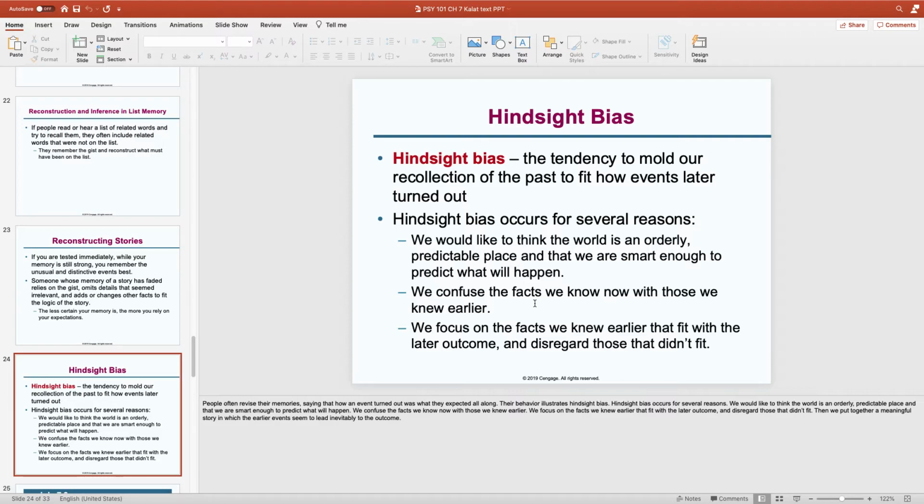Which may not be too many, but again, there is a bit of confusion because when we were experiencing an event, we didn't have all the facts. And then after we did, we put them into the story, even though they really didn't happen that way. Okay. And then we tend to focus on facts that we knew earlier that fit with the later outcome, but we tend to not put in the ones that now don't fit, even if they actually happened.